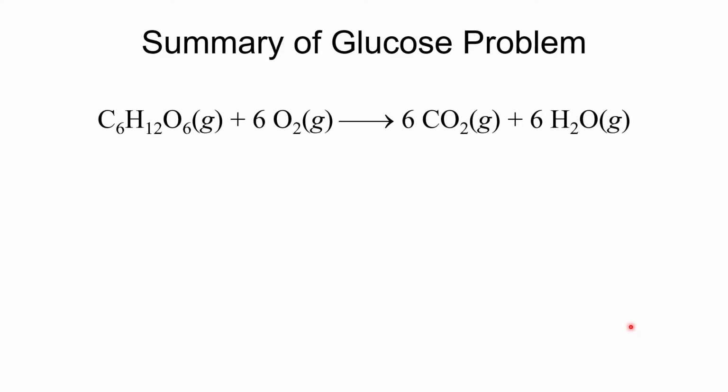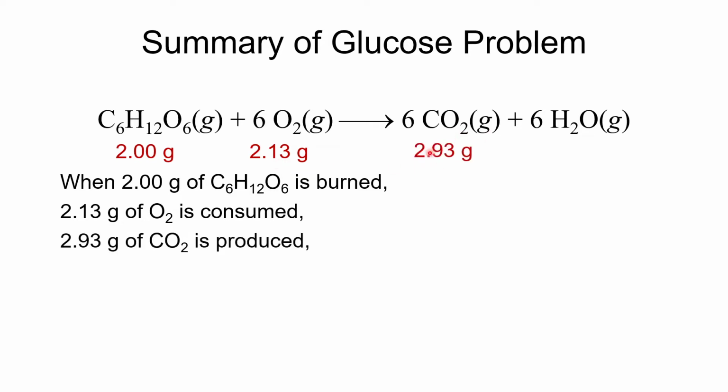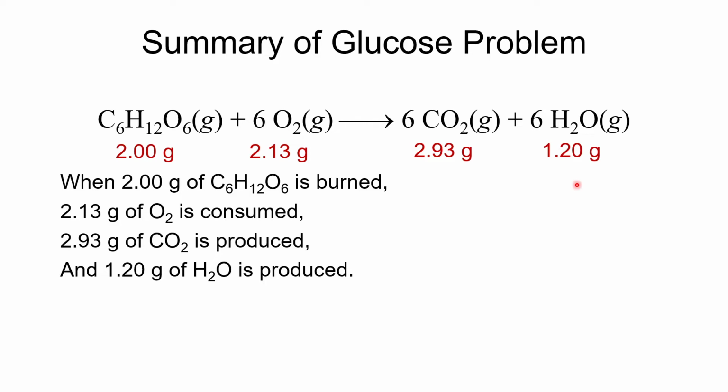Well, let's wrap up this problem by looking at a summary. So here is our summary of the glucose problem. When we burned 2.00 grams of glucose, we calculated that it would require 2.13 grams of oxygen, so that much would be consumed. We would produce 2.93 grams of carbon dioxide and 1.20 grams of water. So that is our summary.